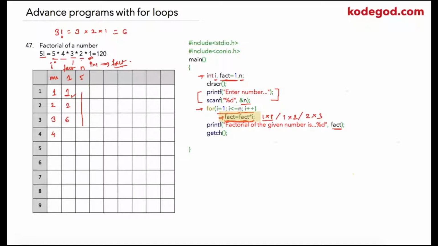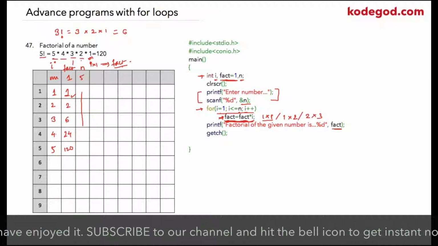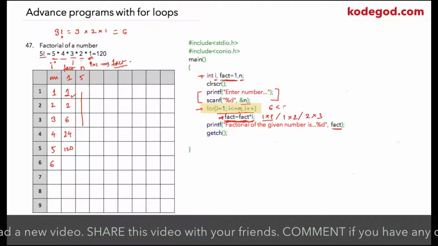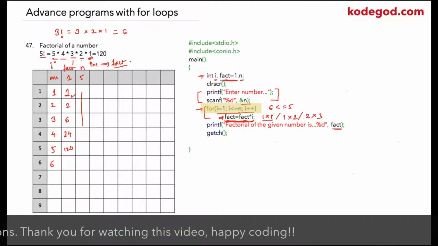Similarly, in the fourth iteration, 4 will be multiplied with the 6 and fact will become 24, and in the fifth iteration, fact will be stored as 24 multiplied by 5, which will be 120. After that, the value of i will become 6 and the condition will be checked as 6 less than or equal to 5, which is a false condition, hence the for loop will not be executed.